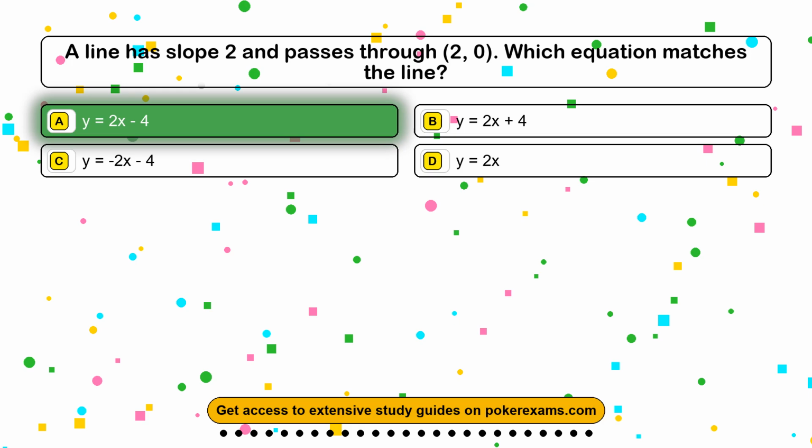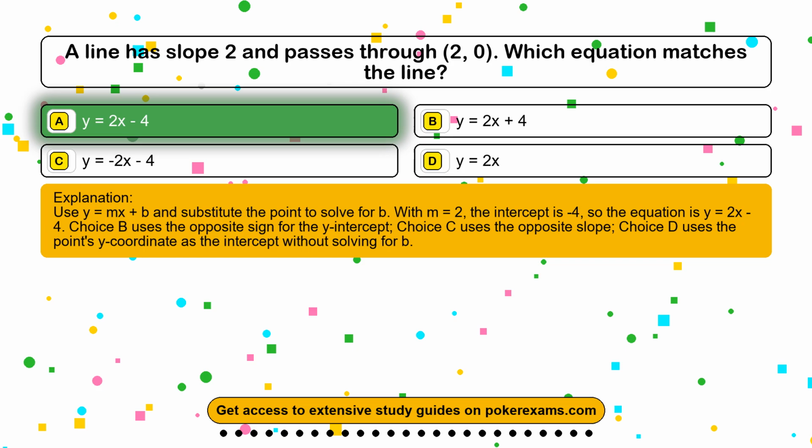The correct answer is option A, y equals 2x minus 4. Use y equals mx plus b and substitute the point to solve for b. With m equals 2, the intercept is -4, so the equation is y equals 2x minus 4. Choice B uses the opposite sign for the y-intercept, choice C uses the opposite slope, choice D uses the point's y-coordinate as the intercept without solving for b.